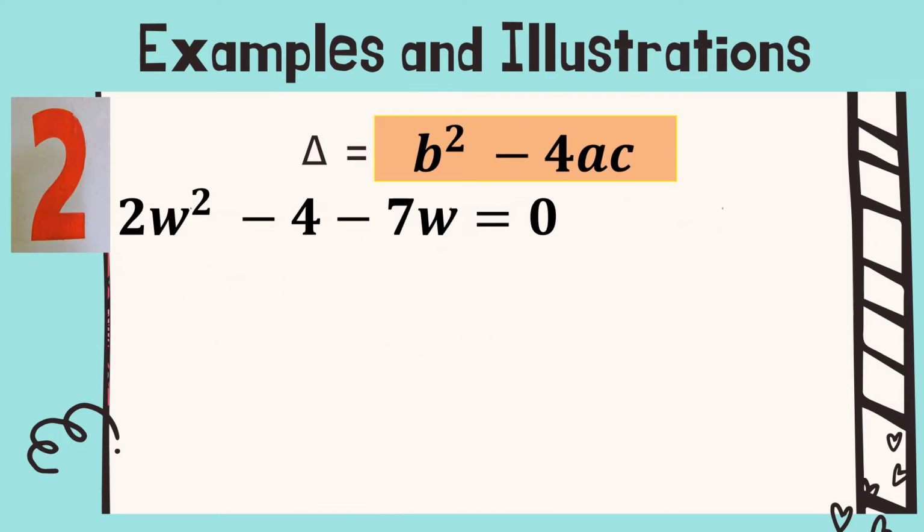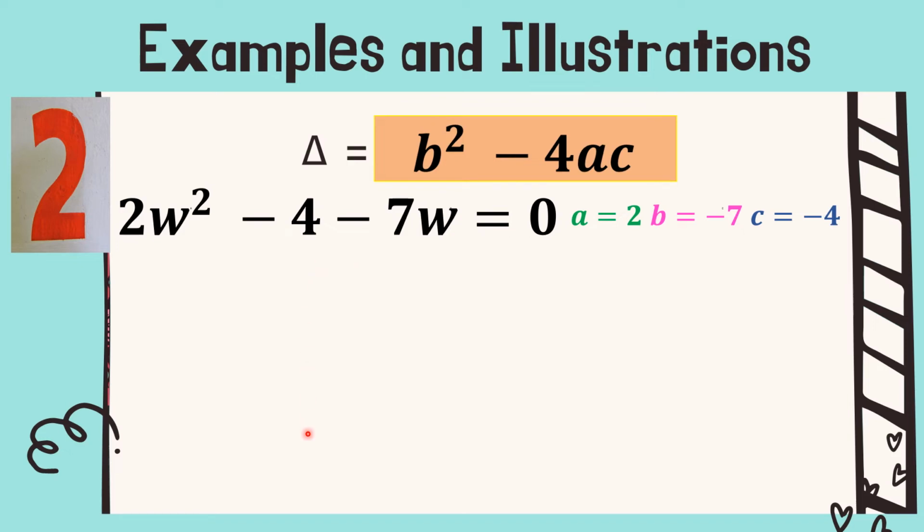For number 2, we have 2w squared minus 4 minus 7w. Since the given quadratic equation is not yet written in standard form, we have to rewrite it. So the standard form is 2w squared minus 7w minus 4 equals 0. Then identify the values of a, b, and c. For the value of a, we have 2. The value of b is negative 7, and the value of c is negative 4.